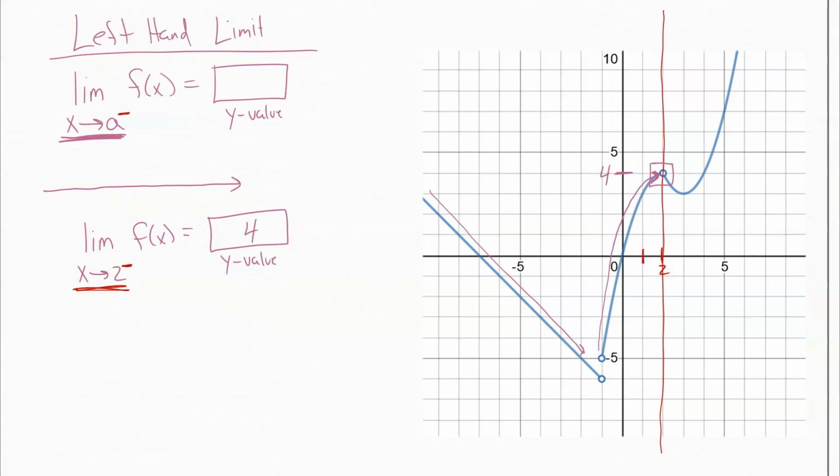Notice that that's an open circle. A limit does not care if there's an open circle or a closed circle there. A limit is only ever asking you, what does it look like I'm headed towards? And a left-hand limit really only cares about what does it look like I'm headed towards coming in from the left direction.